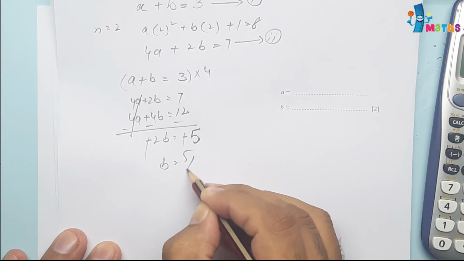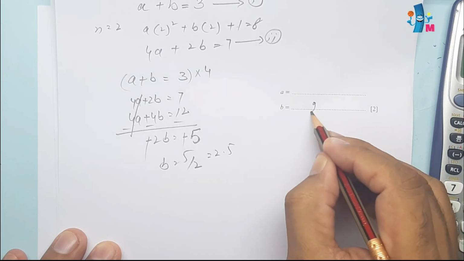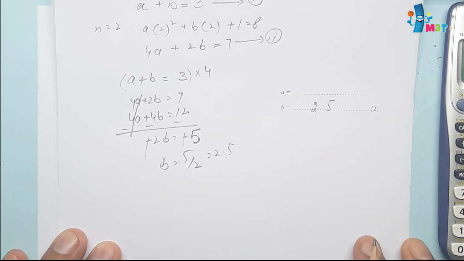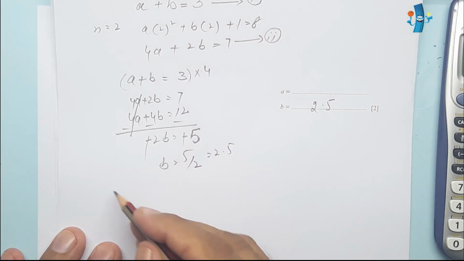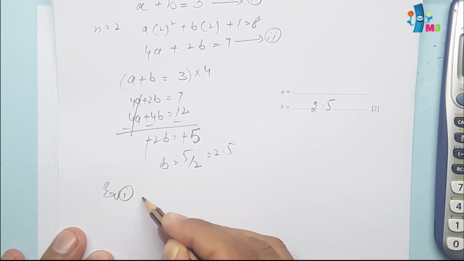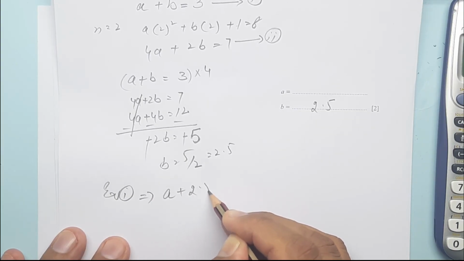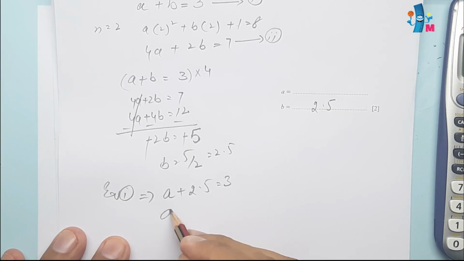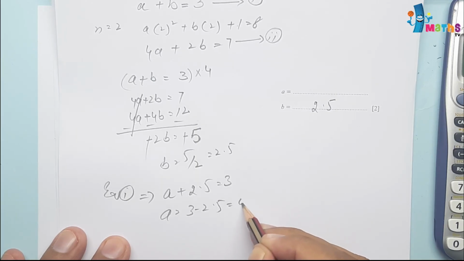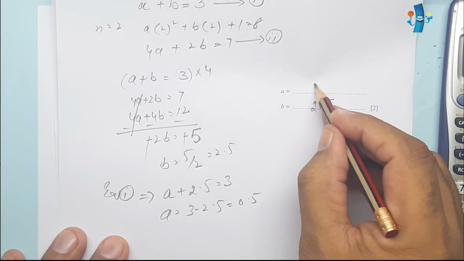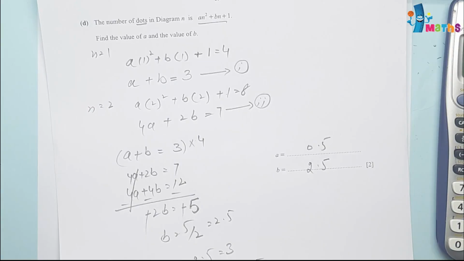b is equal to 5 by 2, which is equal to 2.5. So the b value is 2.5. Now we can find the a value. We will replace in equation 1. So equation 1 implies a plus b, which is 2.5, is equal to 3. So a is equal to 3 minus 2.5. This will be equal to 0.5. So a is 0.5. So we are done with the paper.